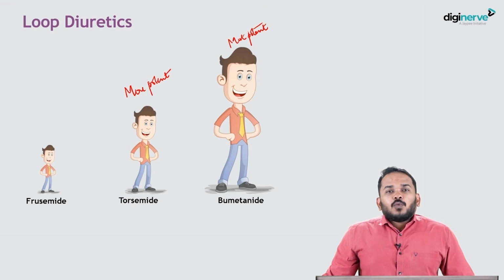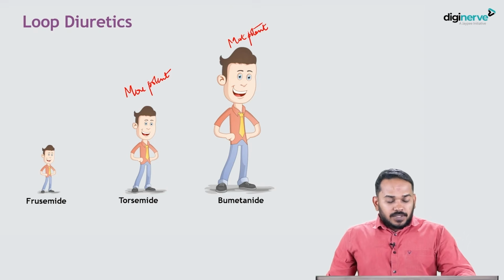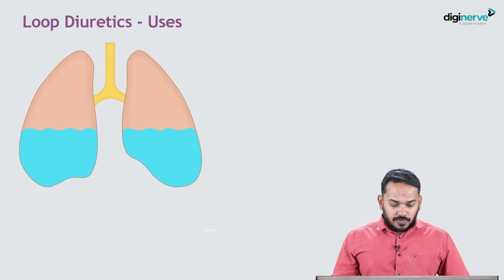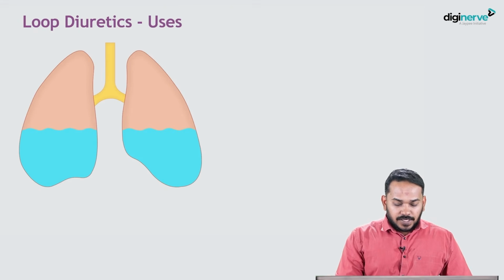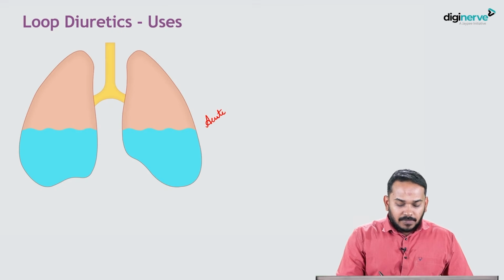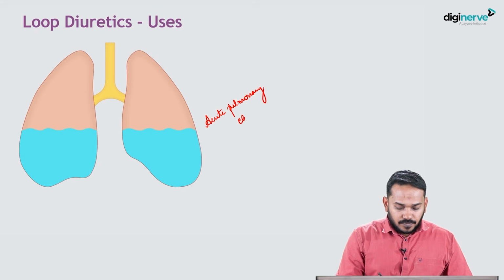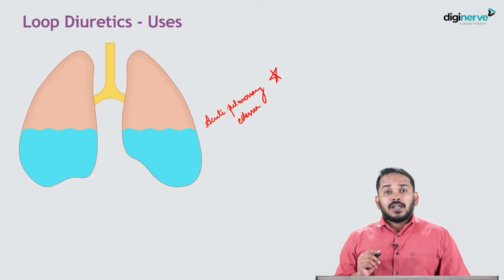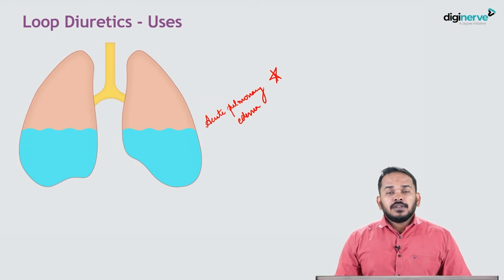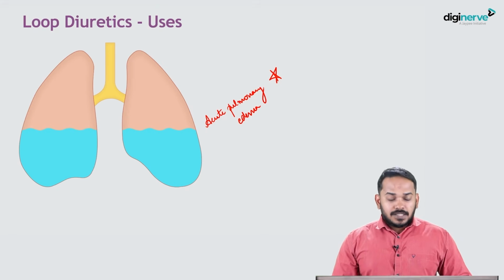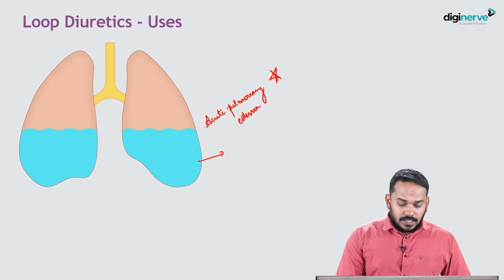So we will see what are the uses of loop diuretics. The most important use of loop diuretics is for the treatment of acute pulmonary edema. This is a very important question. This has been asked as a short note question. This has been asked as a pharmacological basis question. And this also has been asked as an MCQ. So acute pulmonary edema is a condition where there is fluid accumulation in the lungs.